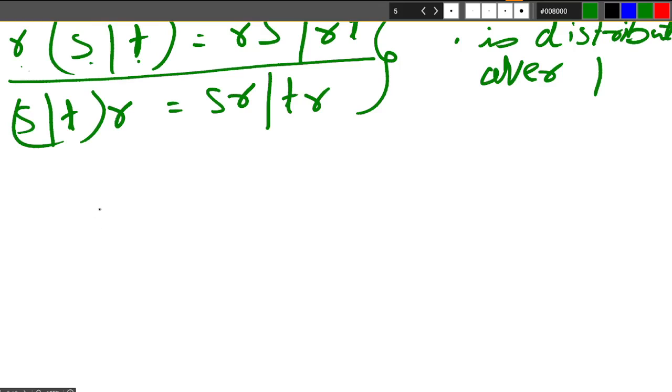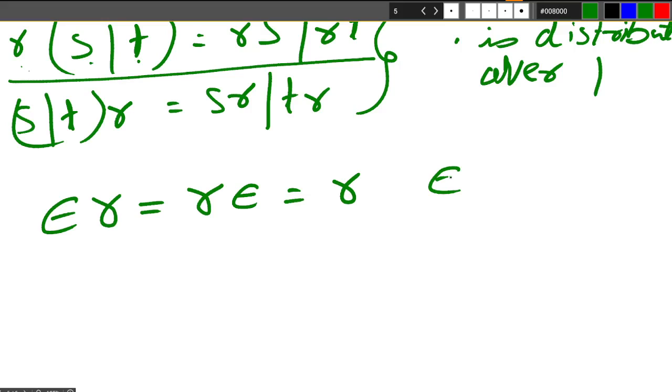Let us check whether epsilon is an identity or not. You can take epsilon or lambda concatenated with R. It is the same as R concatenated with epsilon, and the result is R itself. So you can say that this epsilon or lambda is the identity for concatenation.